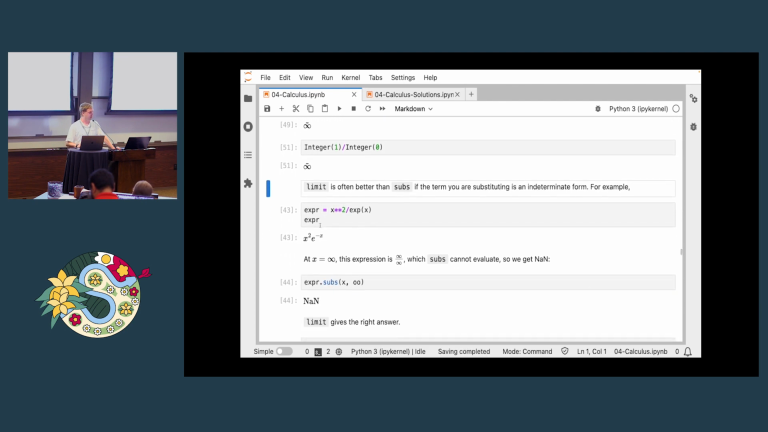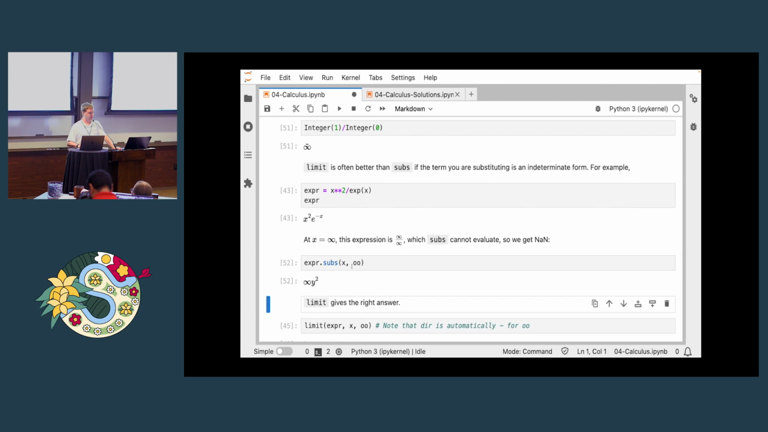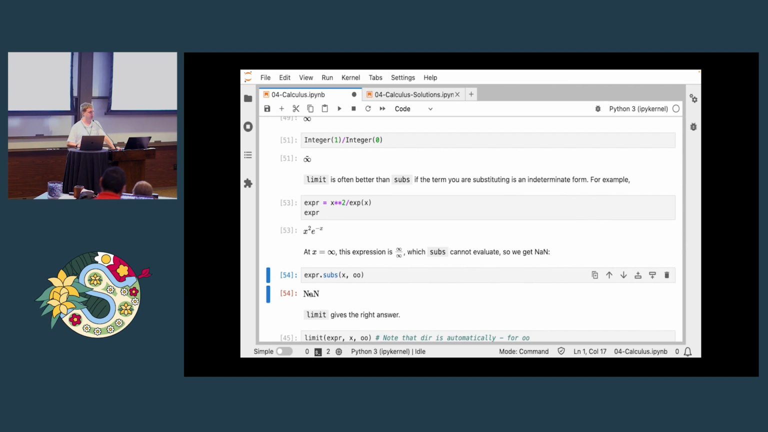The main reason to care about limit is that sometimes when you want to evaluate something and there's a singularity where you're evaluating, if you just use subs, as we showed earlier, you might run into problems. For example, this function x squared over e to the x, say we want to evaluate that at infinity. You can see that that's going to give you infinity over infinity. If we just plug that in with subs, it's just going to evaluate it naively, and it'll get infinity over infinity. SymPy is just going to give this nan object.